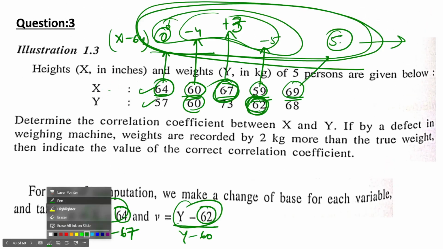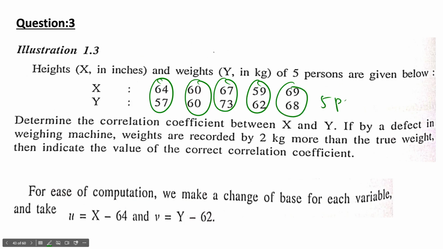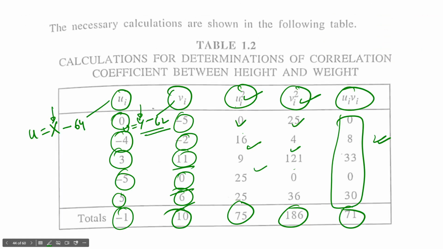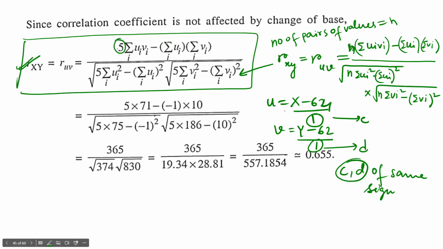I am erasing all this. So n equal to 5, because there are 1, 2, 3, 4, 5 pairs of values. So here n equal to 5. For n equal to 5, you can see n equal to 5, so 5, 5, 5, and the other terms are the same, and you have already calculated all the terms.